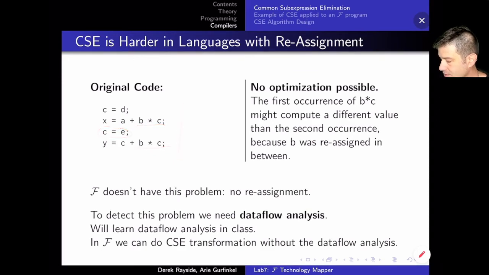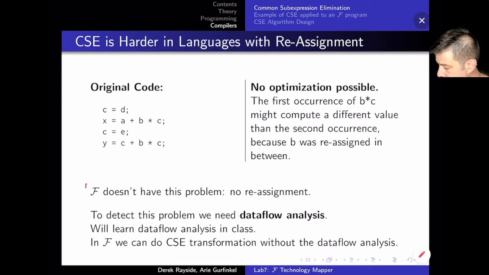And so it's important to know not just whether we have two sub-expressions which are identical, it's also important to know whether there's some kind of things happening in between the computation of the two expressions that somehow affect them. Now, this is what we're going to be covering starting a week from now, which will be data flow analysis for languages with assignment. This is going to be part of our optimization section.